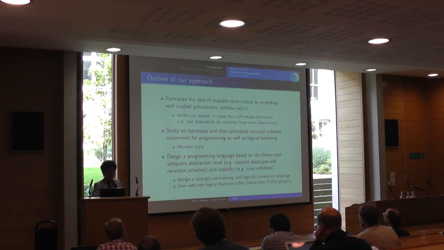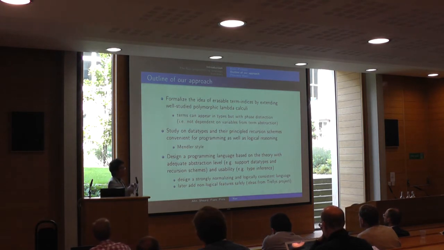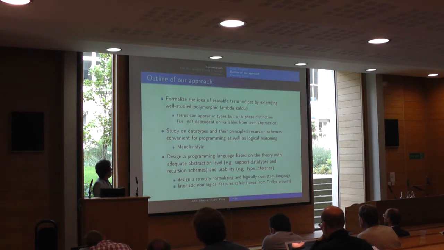So the outline of our approach is to first formalize the idea of real term indices, which have type phase distinction. We call it traceable term indices. And, of course, terms can appear in types, but with phase distinction.